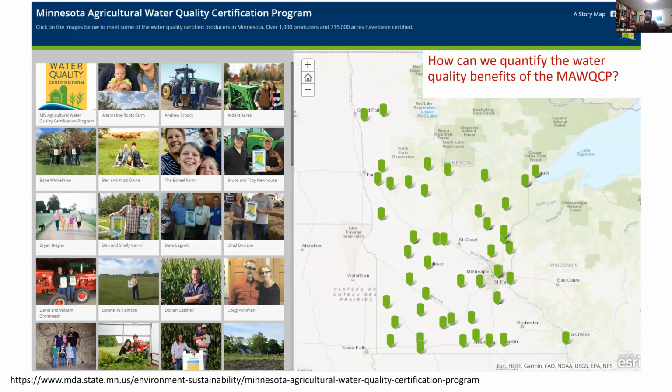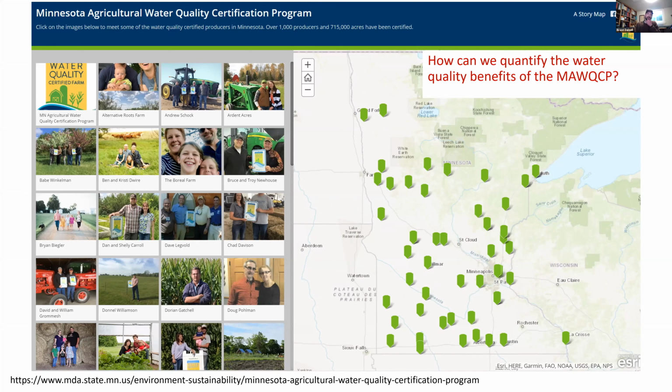One thing that this program doesn't include is on-farm monitoring. With that many farms and acres, it would simply be labor and cost prohibitive and also invasive to the landowners to go out and monitor the actual water quality changes that result from enrolling in the program. But that doesn't mean we don't want to be able to quantify what those benefits are. And that laid out really the kind of impetus for this study.